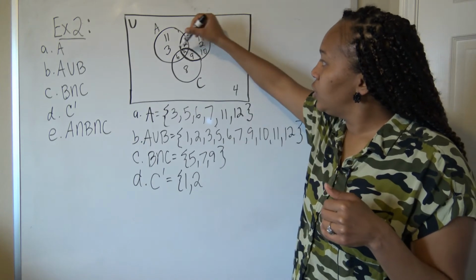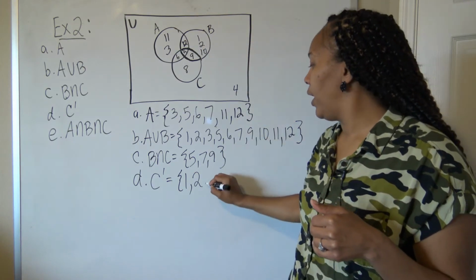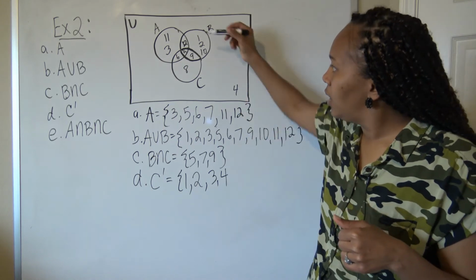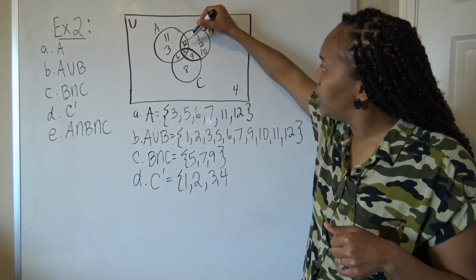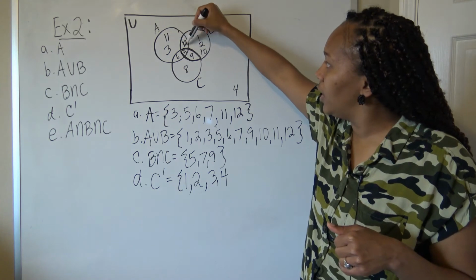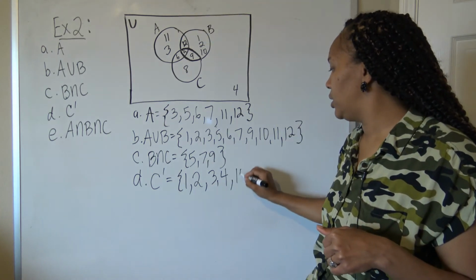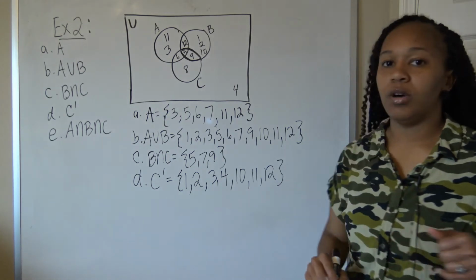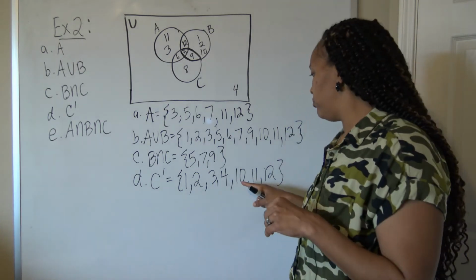So we have 1, 2, we have 3 over here, 4 on the outside. That means it's not in A, B, or C. Then we also have 10, 11, and 12 that's not in C. So that is C complement.